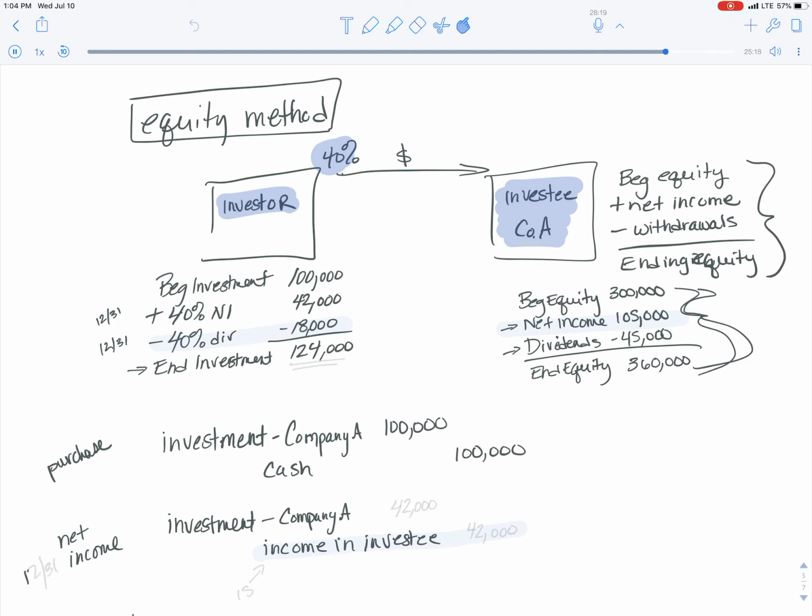And then at the end of the year, so like 12/31, we go, okay, company A, how much money did you make in net income? And let's say they made $105,000 of net income for the year. So we get $42,000 of that. So we're going to add that to our investment. And the other side of that entry is going to hit an account called income in investee. That's going to hit the income statement and increase our company's net income.